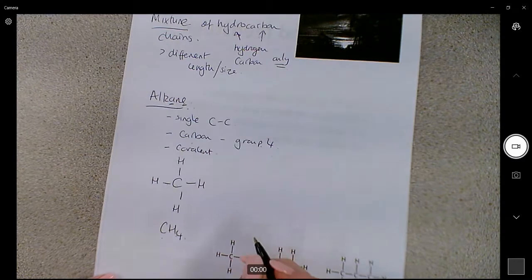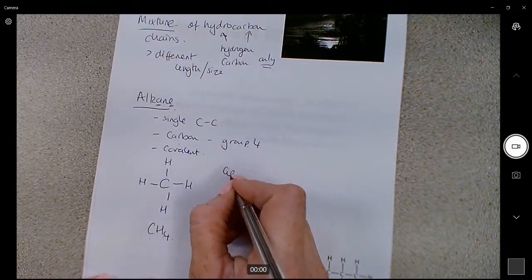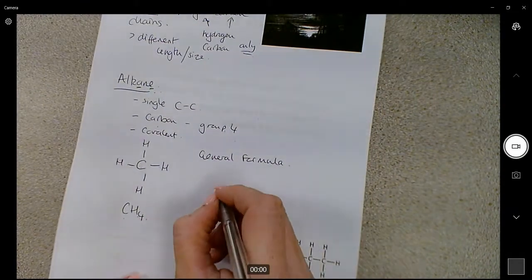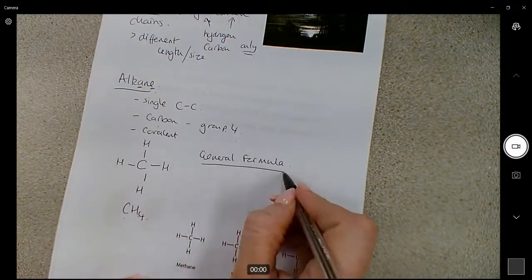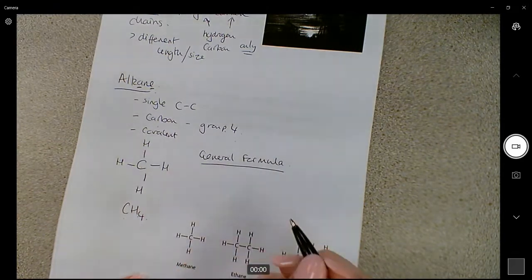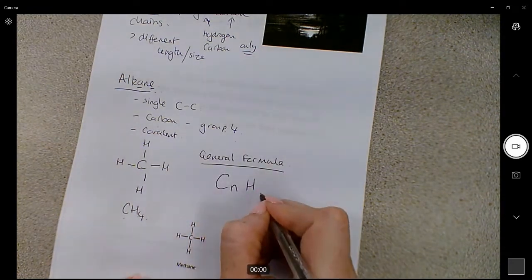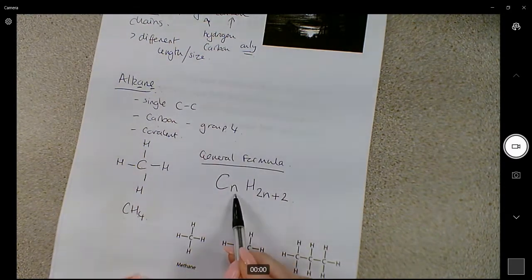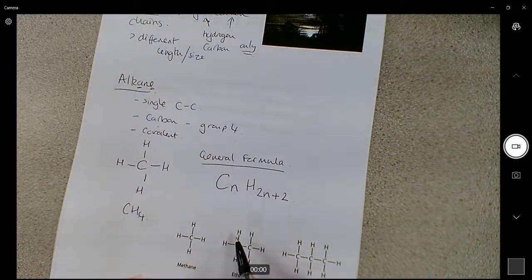Well, there is a general formula for our alkanes, and this is something that you need to be familiar with. A general formula is what we can use to predict the structure of an alkane or an alkene. We do cover general formula again when we look at alkenes. So the general formula for an alkane is CnH2n+2. If I know my carbon number, I can then work out what my hydrogen number should be based on this general formula.